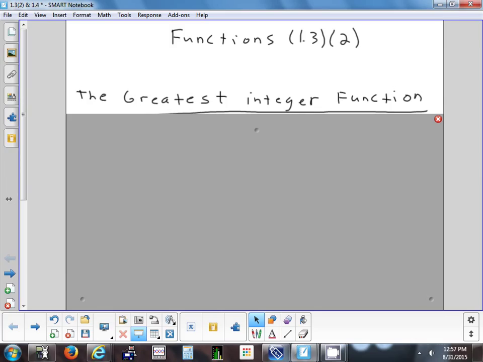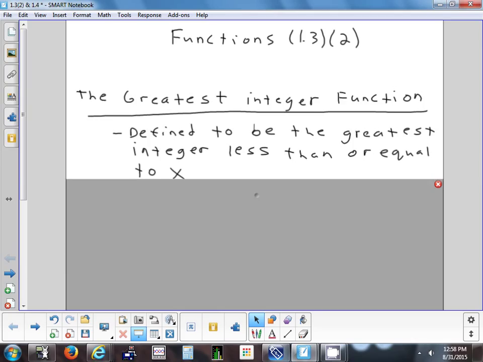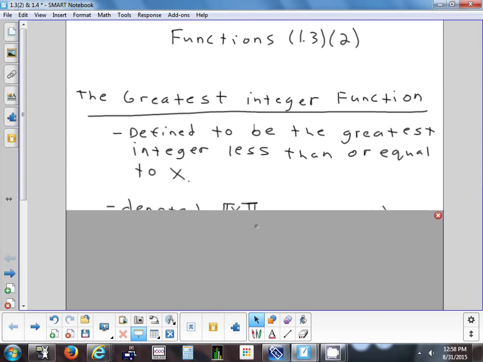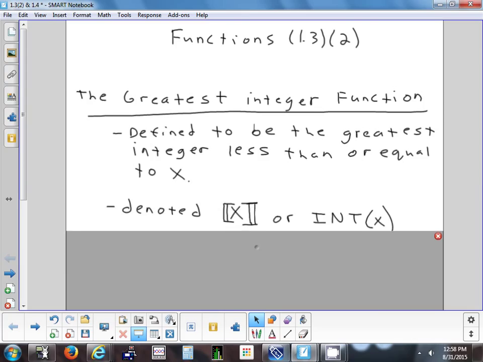The greatest integer function is defined to be the greatest integer less than or equal to some value. It's the greatest integer that you can think of that's less than or equal to some value. And the symbol for it: in our book you might see this kind of double bracket symbol. On the calculator, you'll see it as capital INT, X.